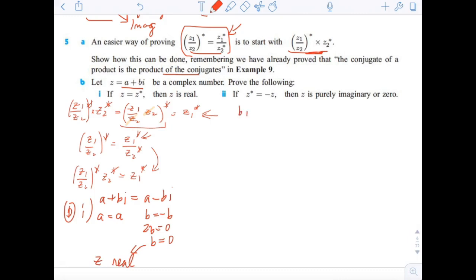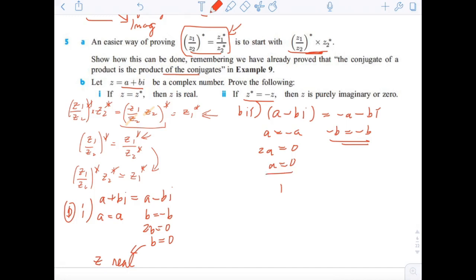Okay, let's look at B2. So if Z star equals negative Z, then Z is purely imaginary or 0. So let's check that out. So Z star would be A minus BI, and negative Z is negative A minus BI. Now we equate the real parts and the imaginary parts. So A equals negative A and negative B equals negative B. So this is always true. And then A equals negative A is 2A equals 0. So A equals 0. So that means purely imaginary or 0, right?